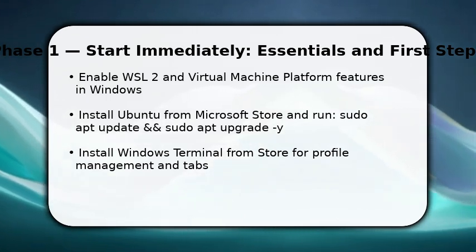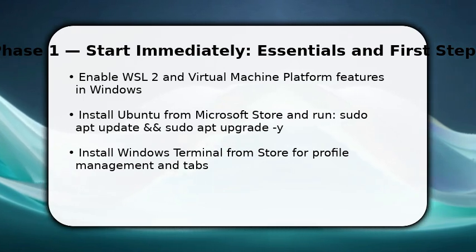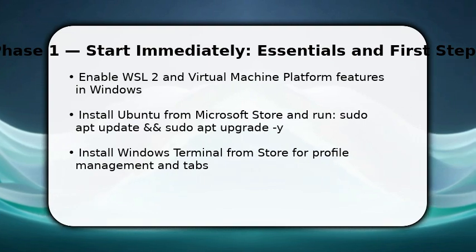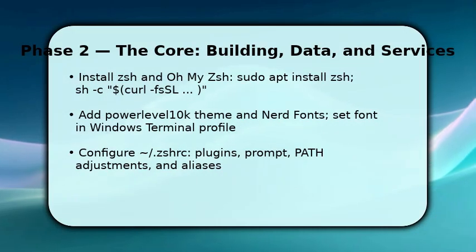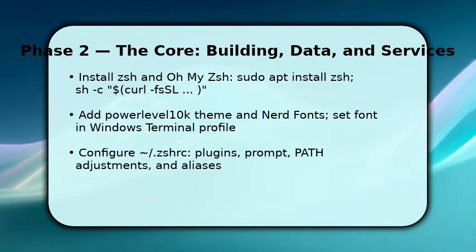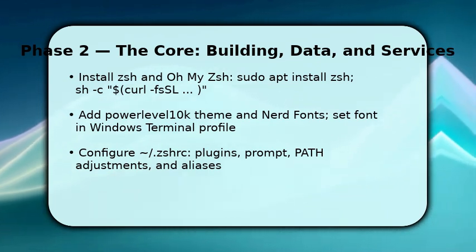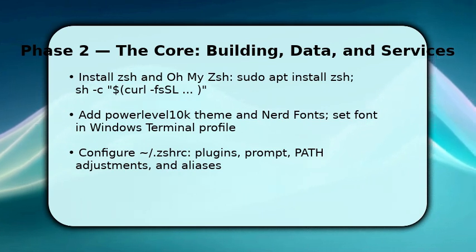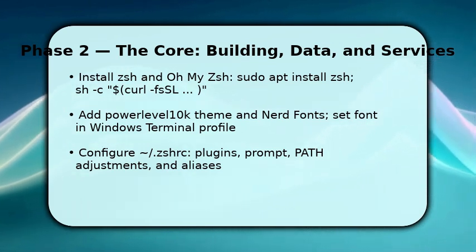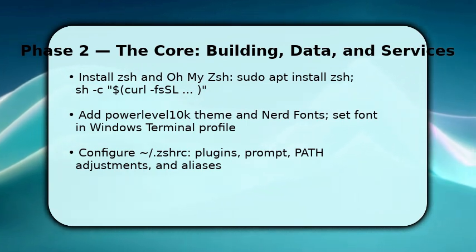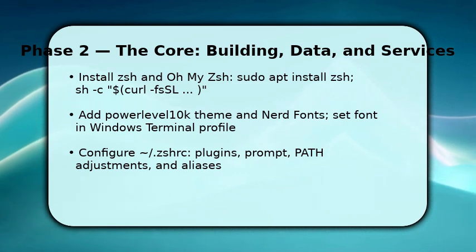the baseline environment. You switch to ZSH for a richer prompt and install Oh My Zsh to manage themes and plugins. This simplifies customization. Then add Powerlevel10k for a fast, informative prompt and install a Nerd Font on Windows so icons render correctly. Set that font in Windows Terminal's profile settings. Next, edit ~/.zshrc to enable plugins, set your prompt options, export PATH tweaks, and create useful aliases.